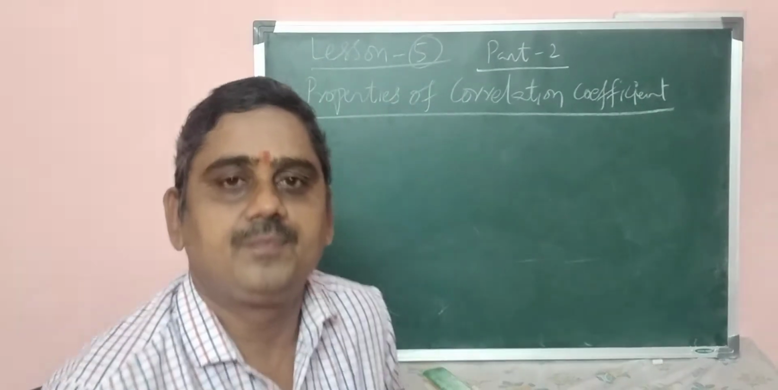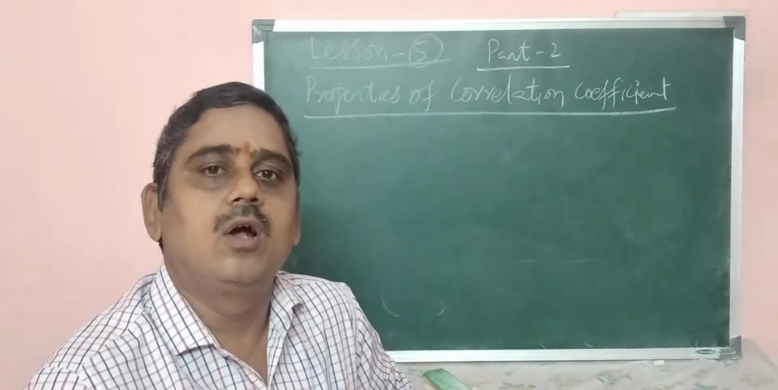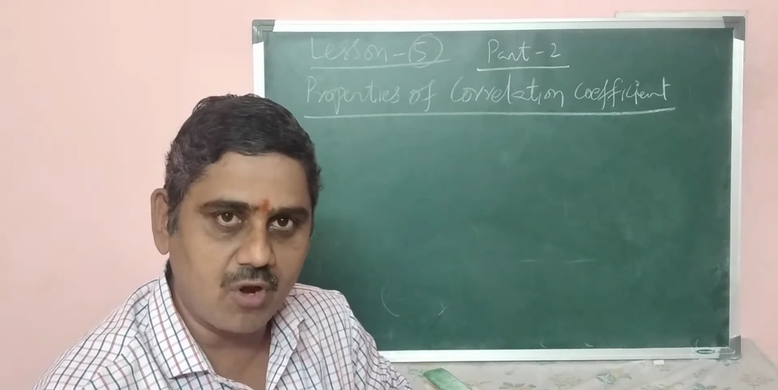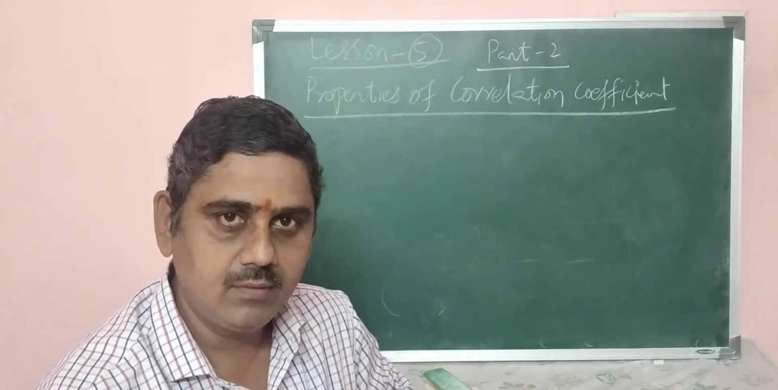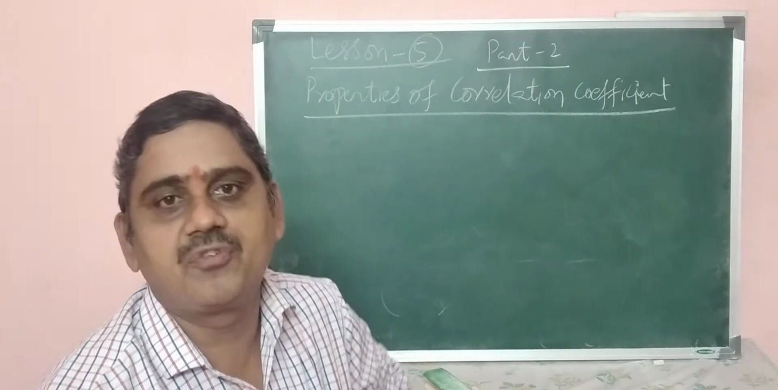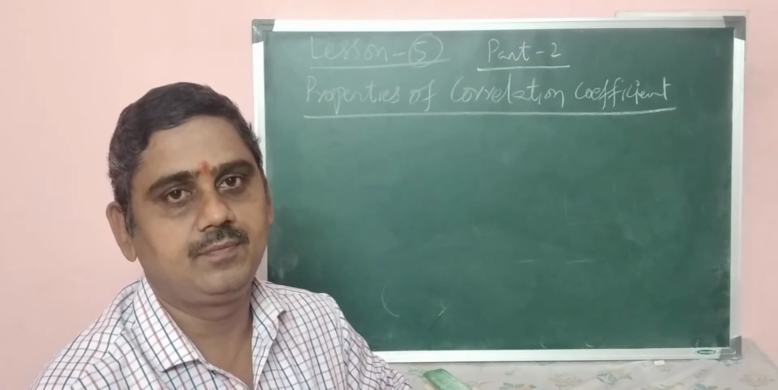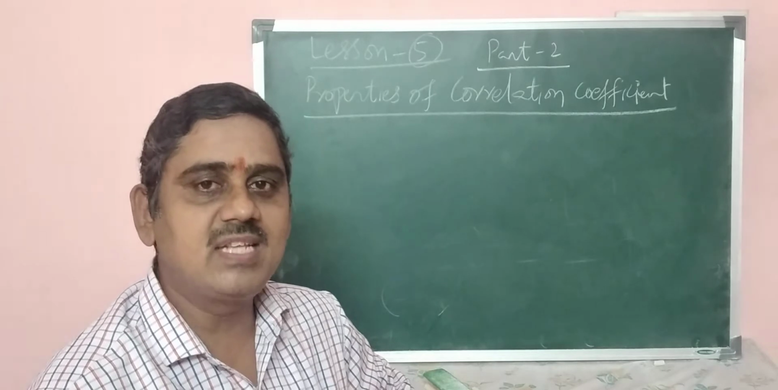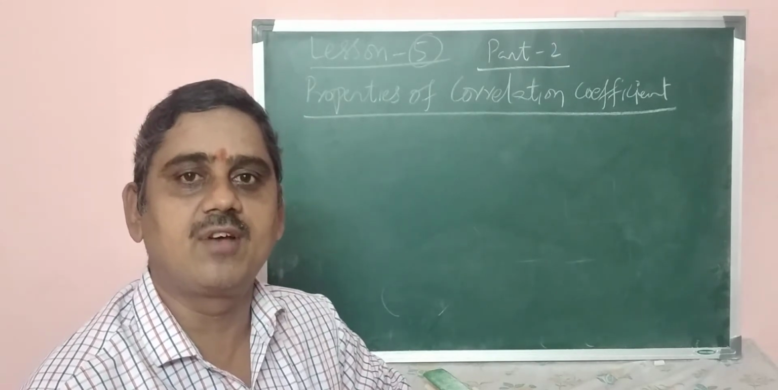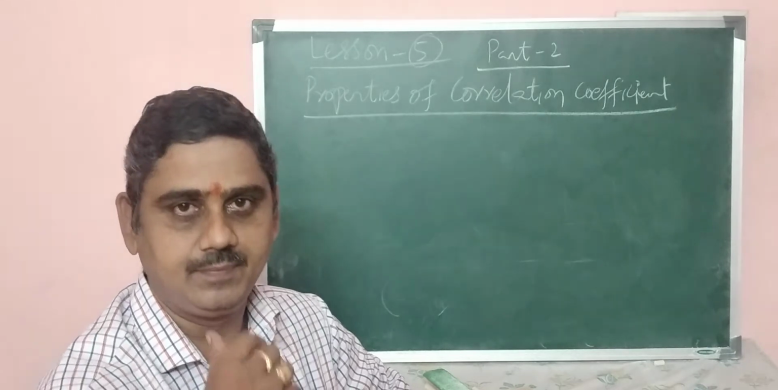Welcome back again. In part 1, we have discussed two properties of correlation coefficient. Property number 1, correlation coefficient is independent of any units of the given data. Property number 2, the limits of correlation coefficient are plus or minus 1. It lies in between minus 1 to plus 1.